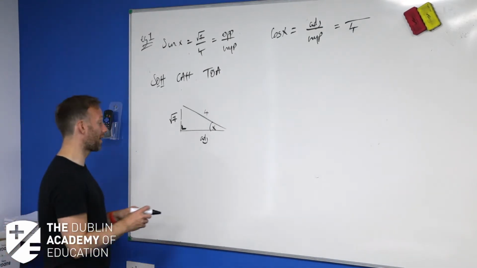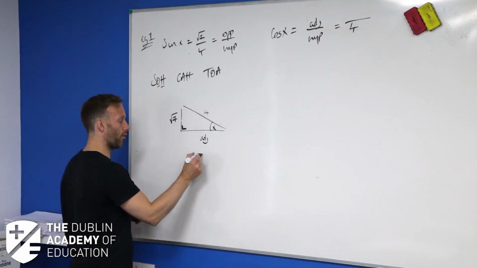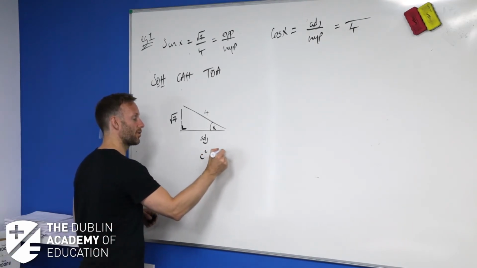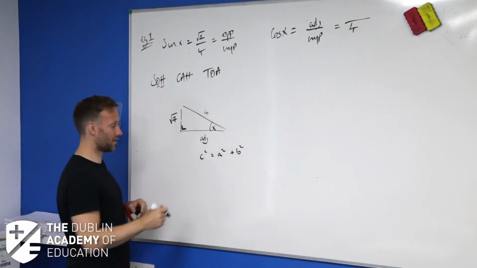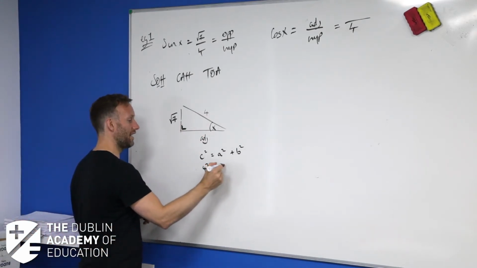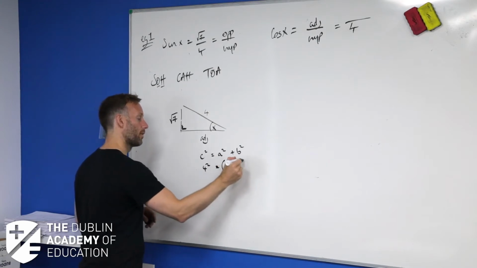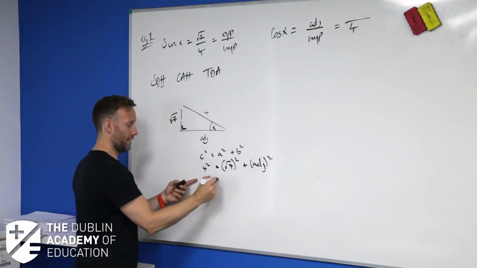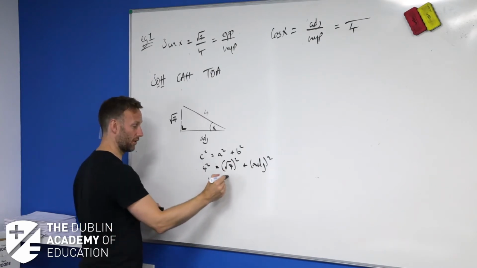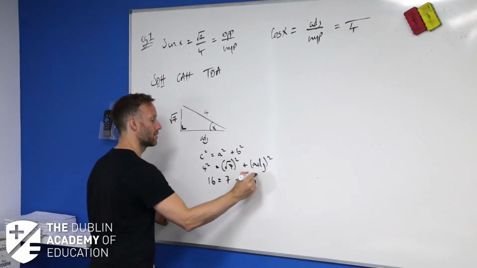What do we do when we're using Pythagoras? We did it a few minutes ago. We write the formula. C squared is equal to A squared plus B squared. Now what's C? It's always the longest side. In this case, it's the 4. So 4 squared equals root 7 squared plus the adjacent squared. 4 squared is 16. What happens when we square a square root? That's going to cancel. That's equal to the adjacent squared.